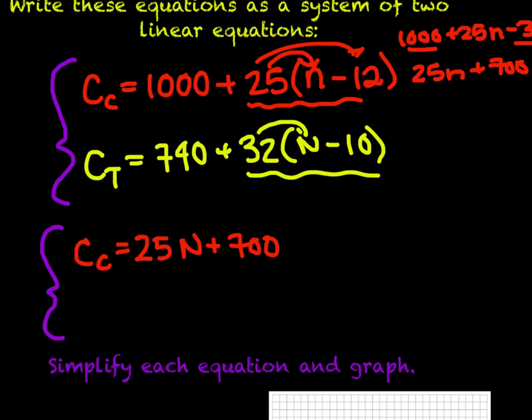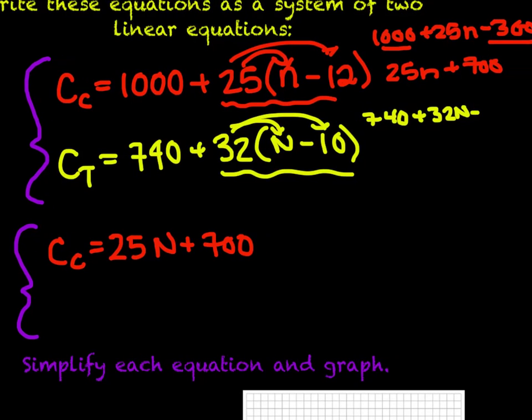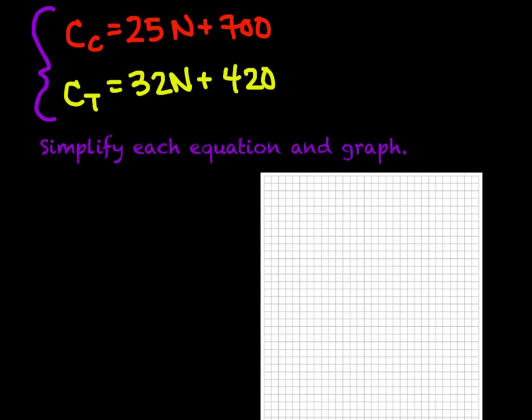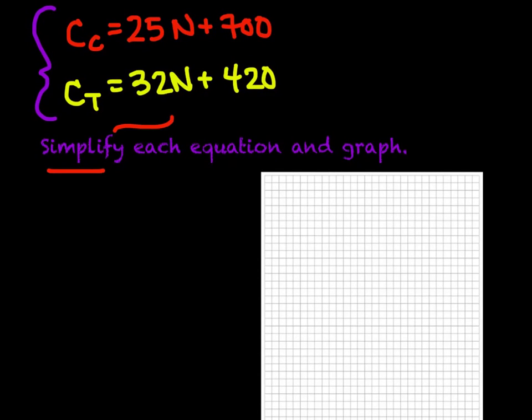Here's our next equation. We need to do the distributive property again. We'll get 740 plus 32n minus 320. Now we need to simplify again. So we get 32n, there's my m and x, the slope in the x, and then plus 420. So now we'll add c sub t is equal to 32n plus 420. So those are our two equations simplified. They've been simplified right there.